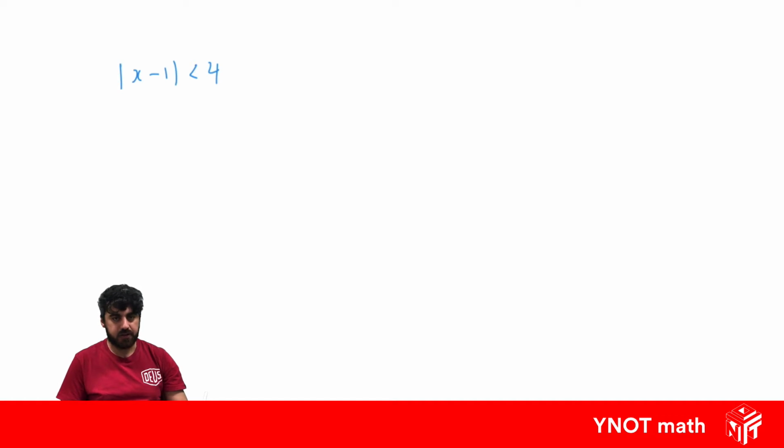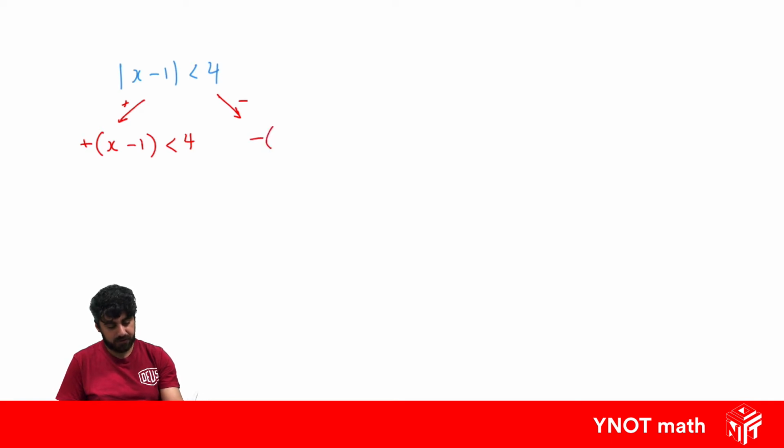Now just by definition of an absolute value, everything inside the absolute value can either be positive or negative. So we're going to automatically get two cases, one where everything's positive and one where everything is negative inside the absolute value. So the one where everything's positive is just x minus 1 positive is less than 4. One with everything negative would be minus (x minus 1) is less than 4.